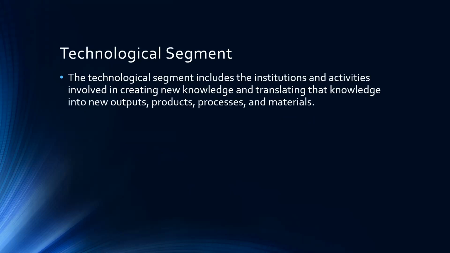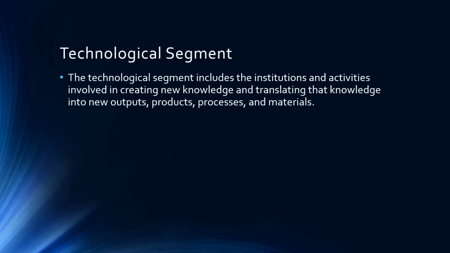Pervasive and diversified in scope, technological changes affect many parts of societies. These effects occur primarily through new products, processes, and materials. The technological segment includes the institutions and activities involved in creating new knowledge and translating that knowledge into new outputs, products, processes, and materials. Given the rapid pace of technological changes and risk of disruption, it's vital for firms to thoroughly study the technological segment.